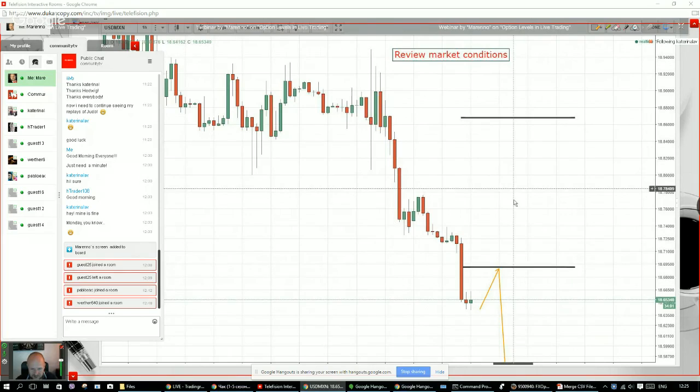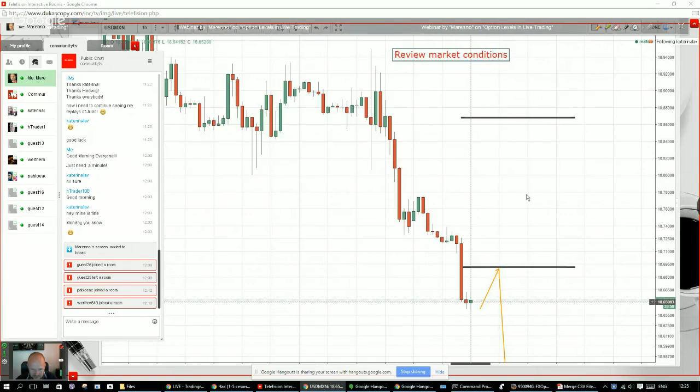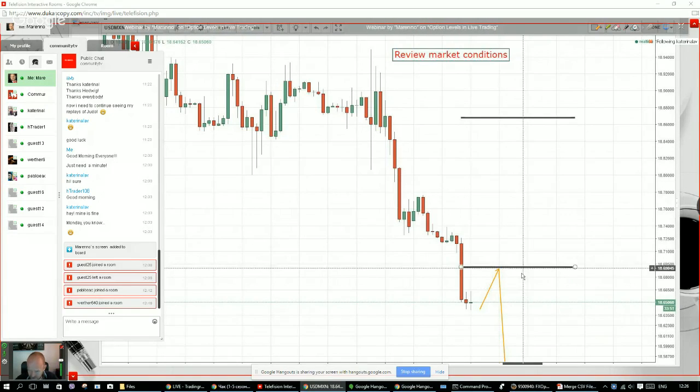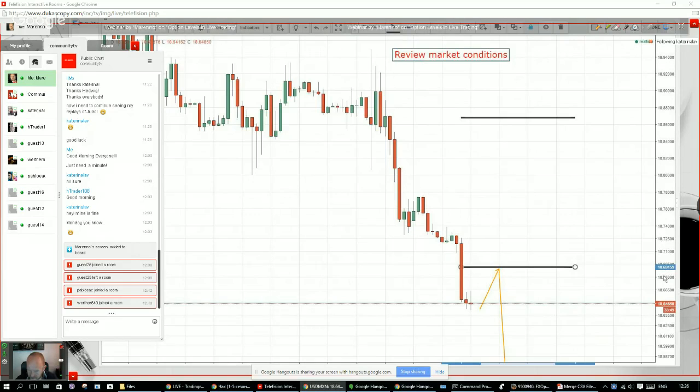So for now, I do expect the price to bounce and give us a better chance to enter the market. It might actually break through this level, which is 18.69159, and even reach this level here, 18.686792.